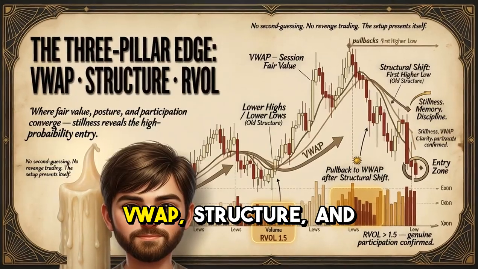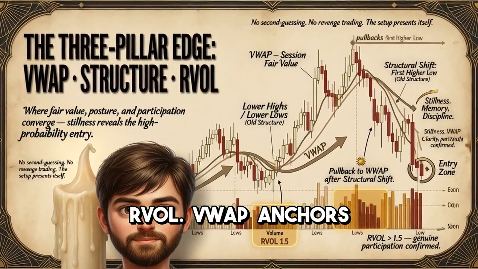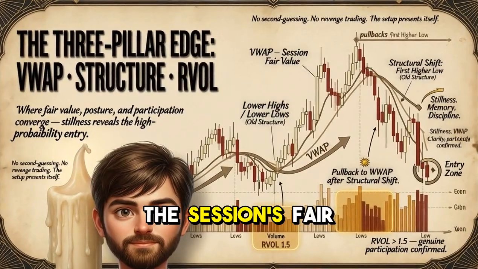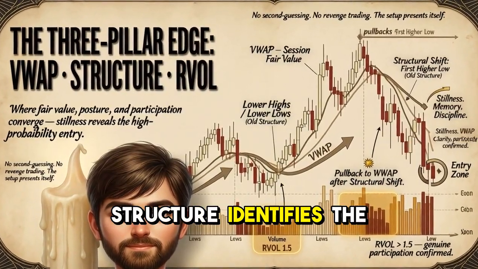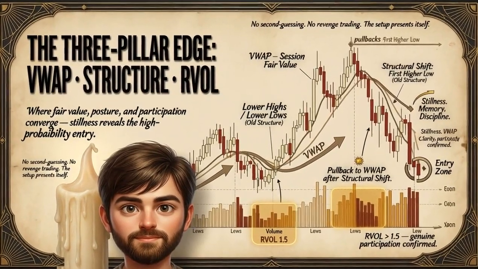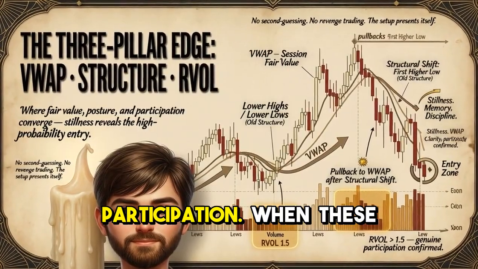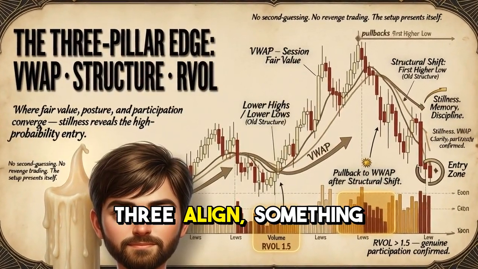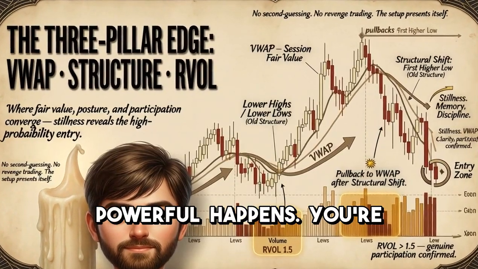Now you bring it all together. VWAP, structure, and RVOL. VWAP anchors the session's fair value. Structure identifies the market's posture, higher highs, lower lows. RVOL confirms genuine participation. When these three align, something powerful happens.